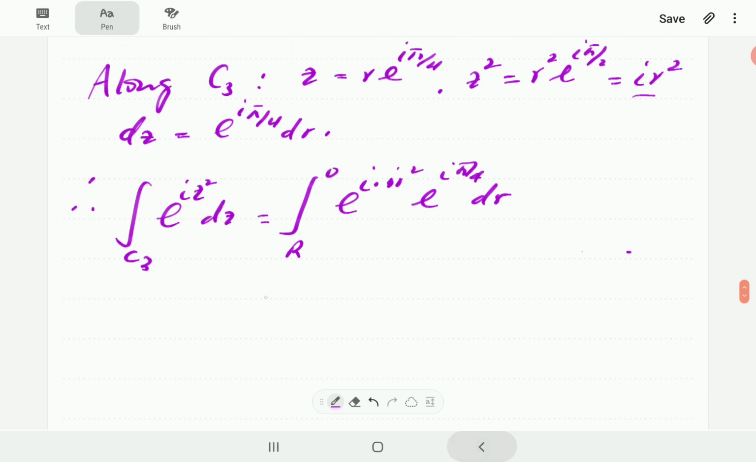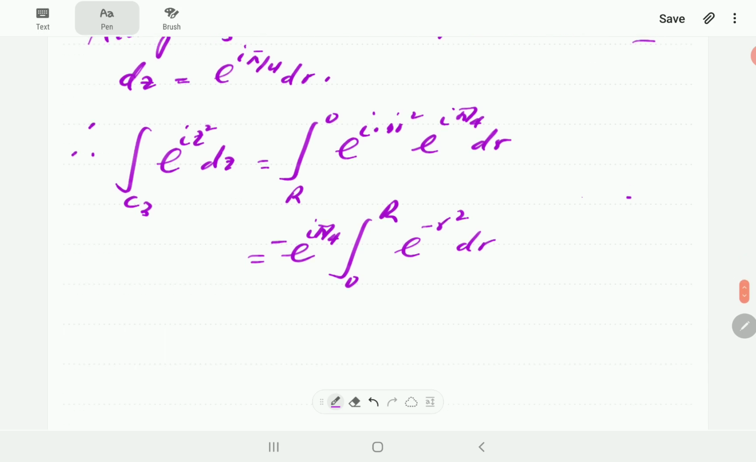So what's going to happen is the e to the i pi over 4 is a constant, and then we are going to flip the integration limits, and so we get a negative, and this is going to be e to the minus r squared dr, because i times i is -1.